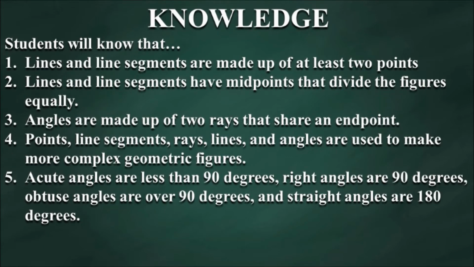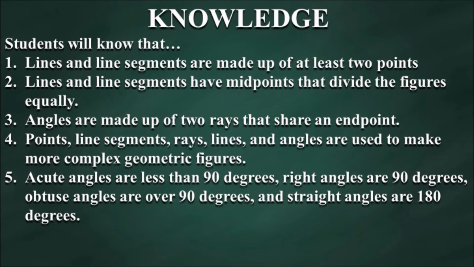Knowledge. Students will know that lines and line segments are made up of at least 2 points. Students will know that lines and line segments have midpoints that divide the figures equally. Students will know that angles are made up of 2 rays that share an endpoint. Students will know that points, line segments, rays, and angles are used to make more complex geometric figures.